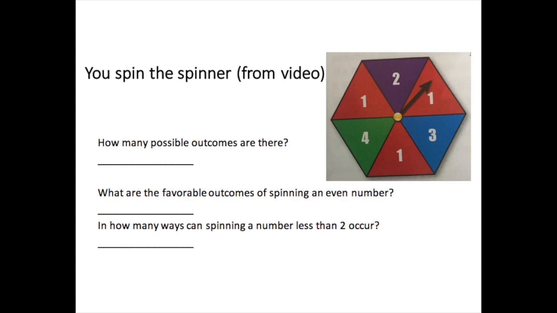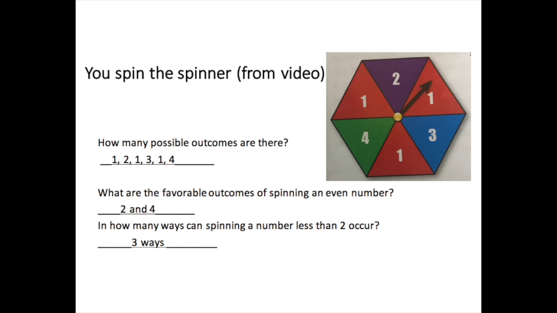What if you were to spin this spinner? These are the 3 questions we're going to ask, and we're going to see if we can answer them. Our first question is, how many possible outcomes are there? The possible outcomes are 1, 2, 1, 3, 1, and 4. As we go around the spinner, we find that 1 is on there 3 times. But our question asks, how many possible outcomes are there? So that means there are 6 different outcomes.